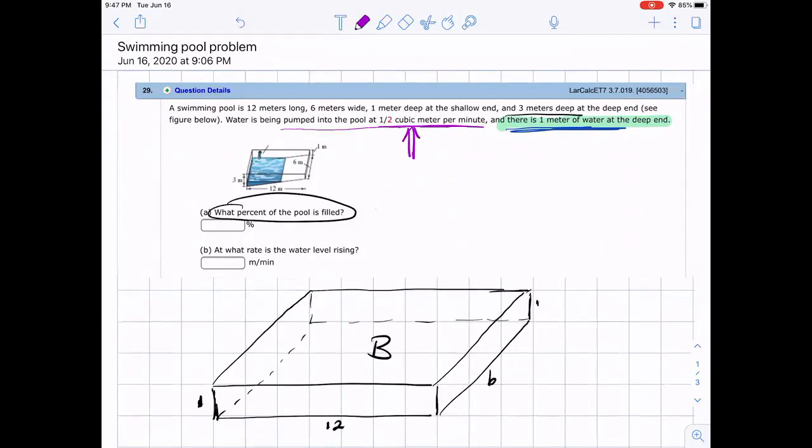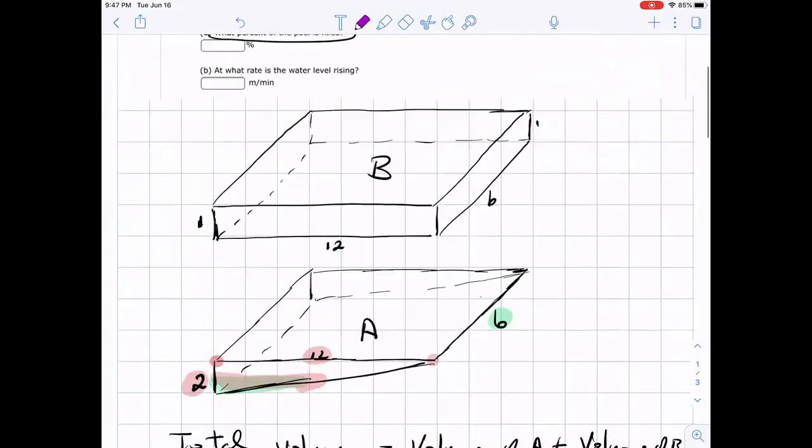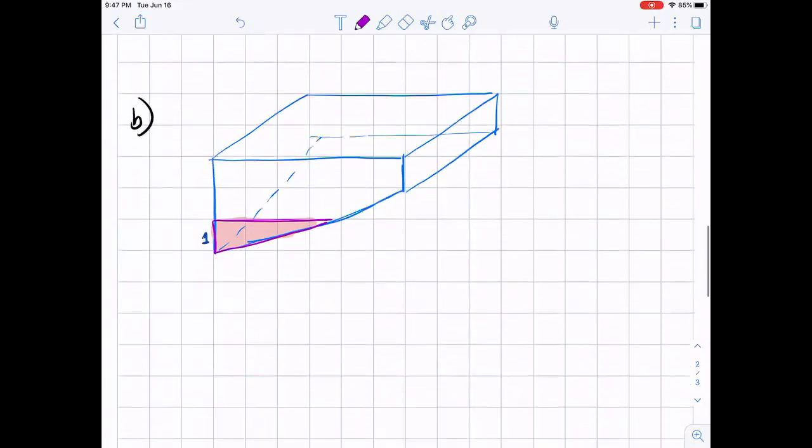Cubic meter per minute. Well, it's something over time, okay? So time is changing. And cubic meter, cube, is volume. So that is dV/dt. So dV/dt is 1/2, okay? So that means that will help us here. dV/dt, this is given.